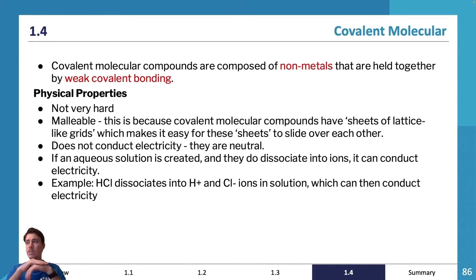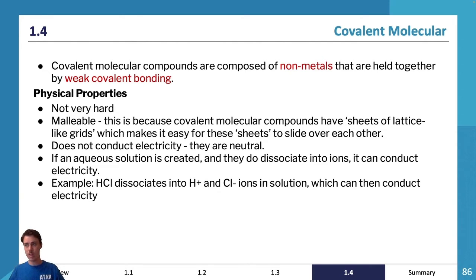They do not conduct electricity because they are all neutral. If an aqueous solution is created, they do not dissociate into ions, so again, they cannot conduct electricity ever. So what we're trying to say here is that HCl is an example. It can conduct electricity. Sorry, I just got that mixed up. So in an aqueous solution, they do dissociate into ions, so they can conduct electricity. Sorry, I got those mixed up again.